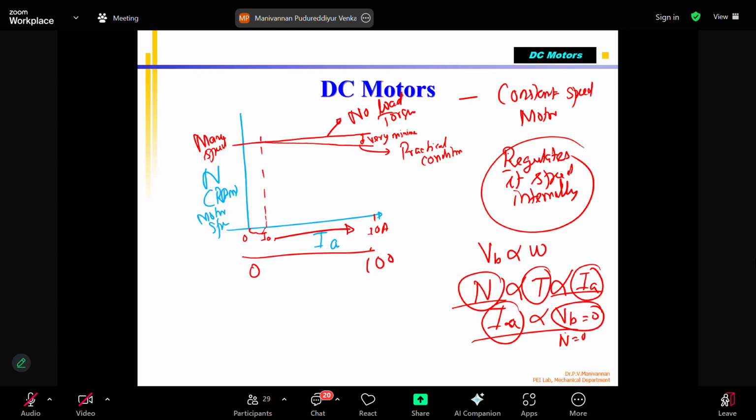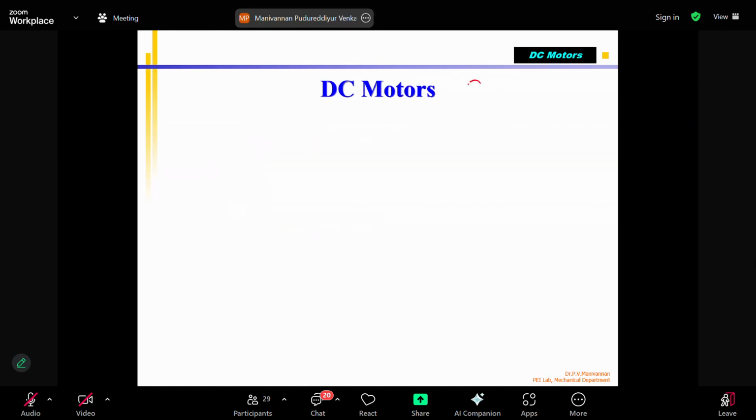Okay, we saw how the DC shunt motor works. Next one, we see the DC series motor.